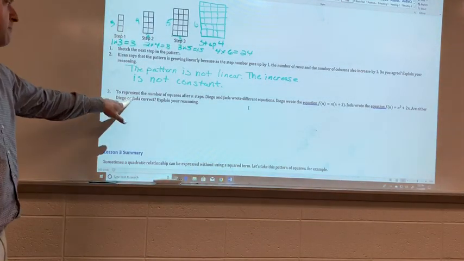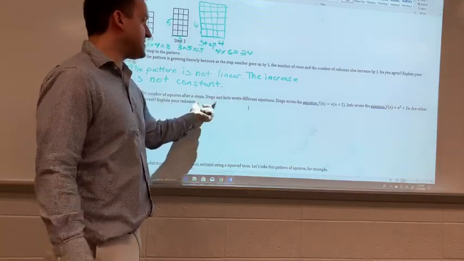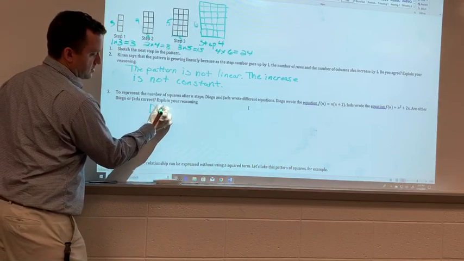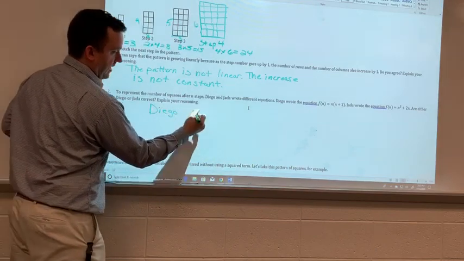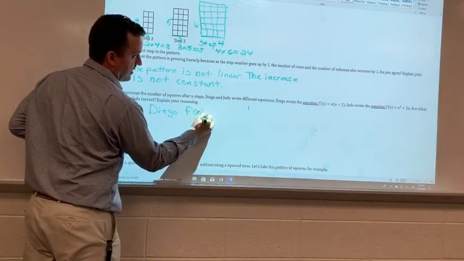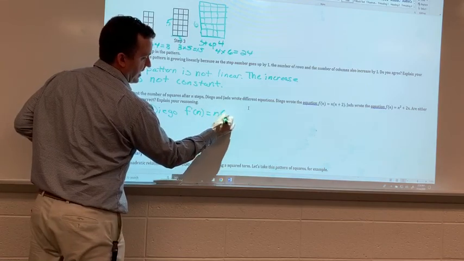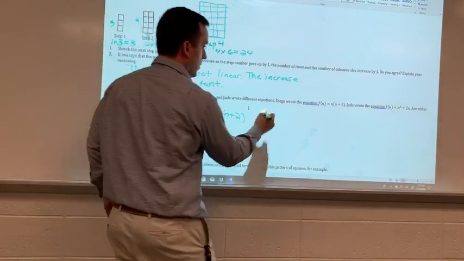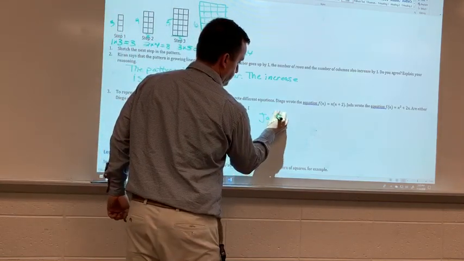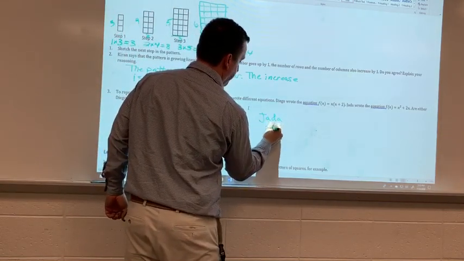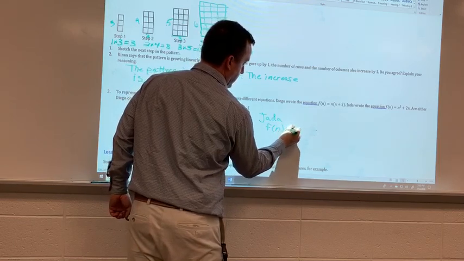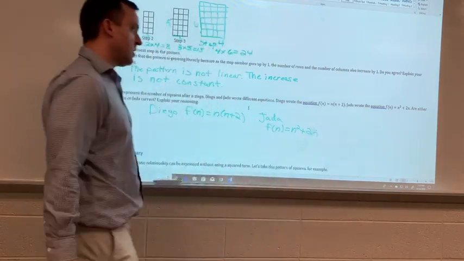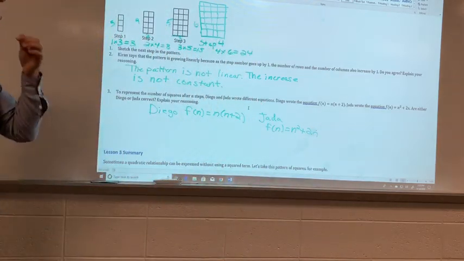And then to represent the number of squares after n steps, Diego wrote the equation. So here's Diego's: f of n equals n times n plus 2. And Jada wrote f of n equals n squared plus 2n. And then we have to say, is either of them correct?